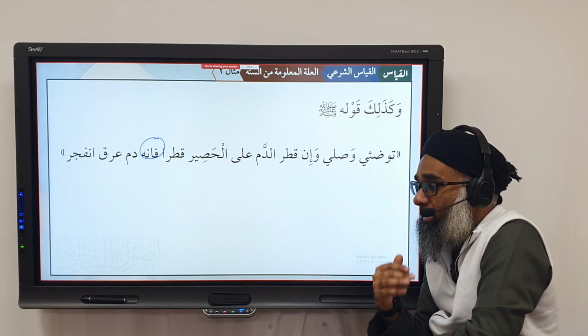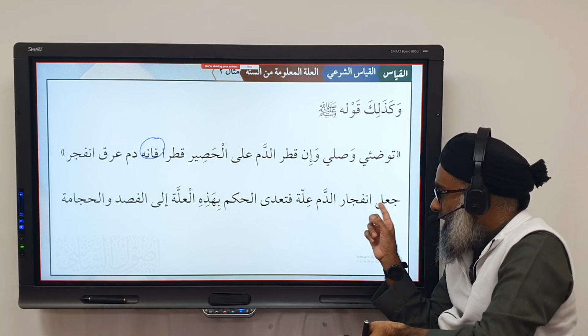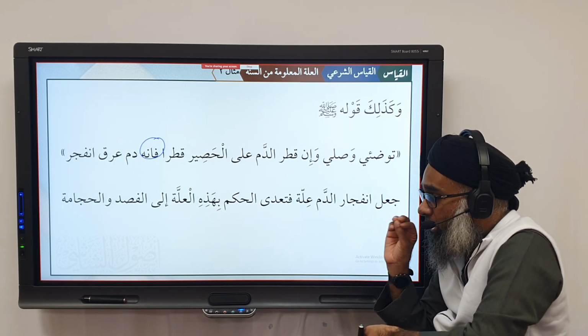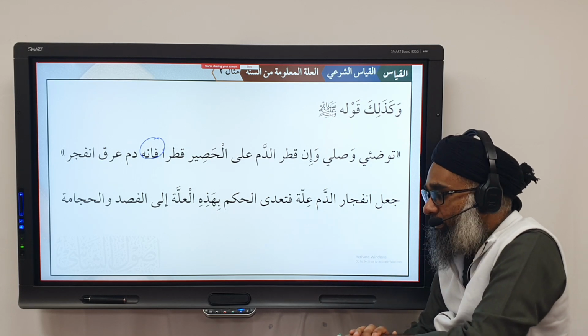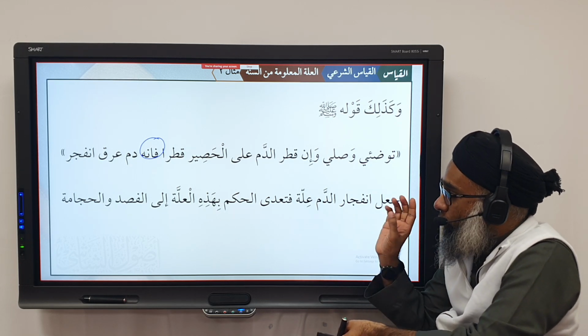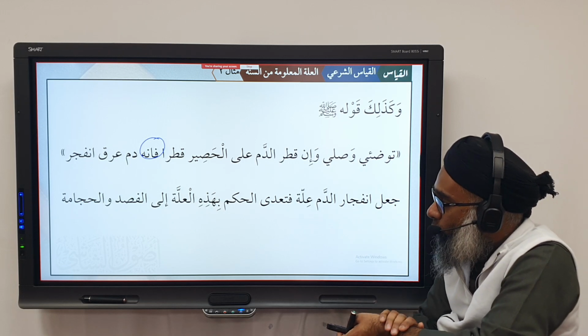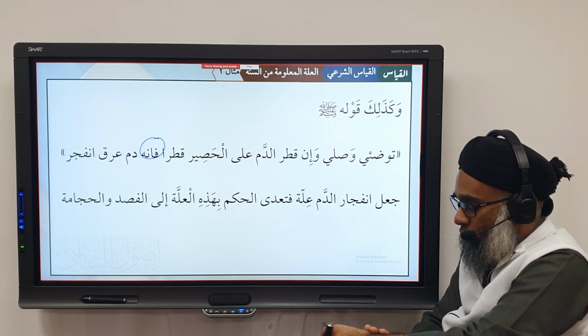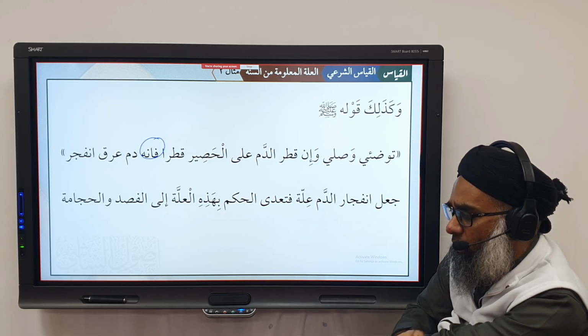So if you have a damu idqin infajara, the Prophet, sallallahu alayhi wa sallam, made infijaru dami an illah. Blood gushing forth from a vein has been made the illah. So therefore, يتأدى الحكم بهذه الإلة. The ruling will be transferred via this illah to hijama and all other types of things.